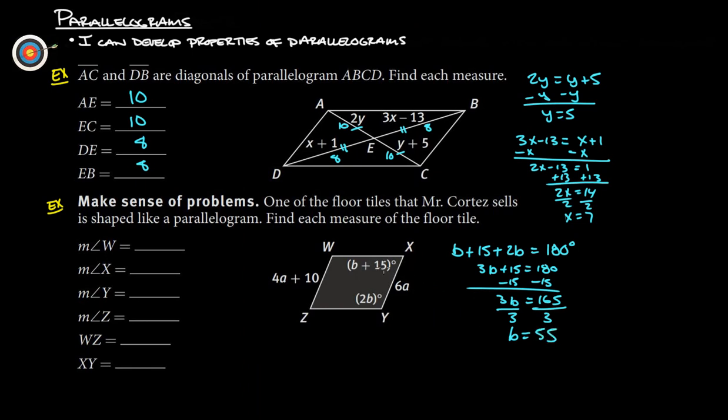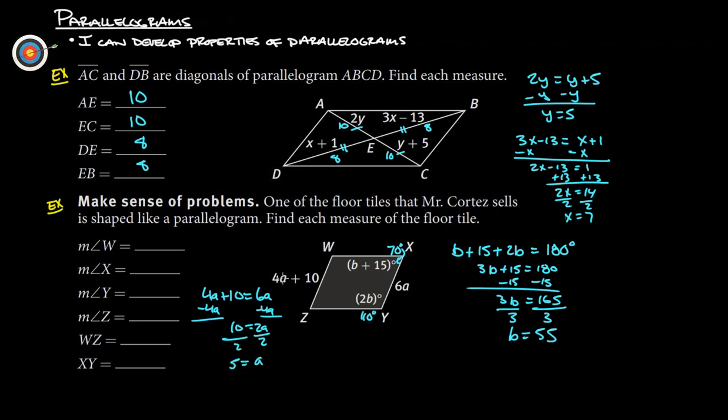So that means 55 plus 15, 55, 65. This is going to be 70 degrees right here. And then 2 times 55 is 110 degrees right there. And 70 plus 110 equals 180. So I'm feeling pretty good about that. And then we also know that 4a plus 10 has to equal 6a, because these two sides, opposite sides of a parallelogram, are congruent. Subtract 4a from both sides, and we get 10 equals 2a. Divide both sides by 2, and we get that a is 5.